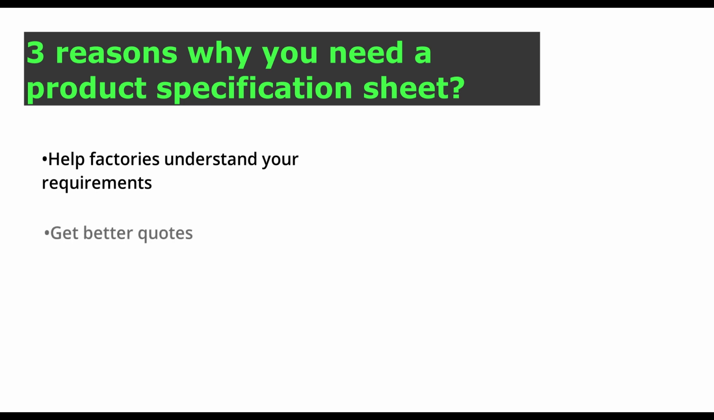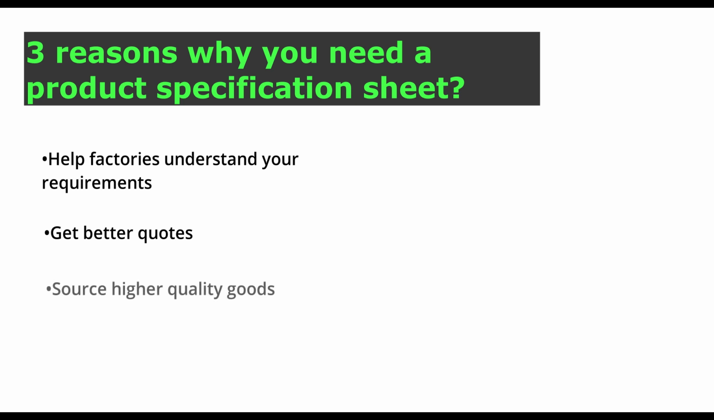The second reason is to get better quotes. If a supplier doesn't know your exact requirements, how can they make an accurate price quotation? For example, if you want to source handbags and you ask for good quality leather, as you know, there are many different grades of leather and methods for tanning, and from which animal do you want your leather to be? Without a proper specification sheet, suppliers are going to quote you the lowest price based on cheap quality standards.